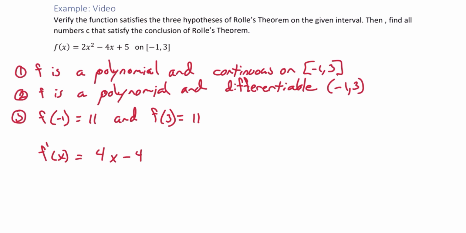And we want to set the derivative equal to 0. Next, we want to find the C value that makes the derivative 0. So we're just going to replace the x with C and solve our equation. 4c equals 4, c is equal to 1.